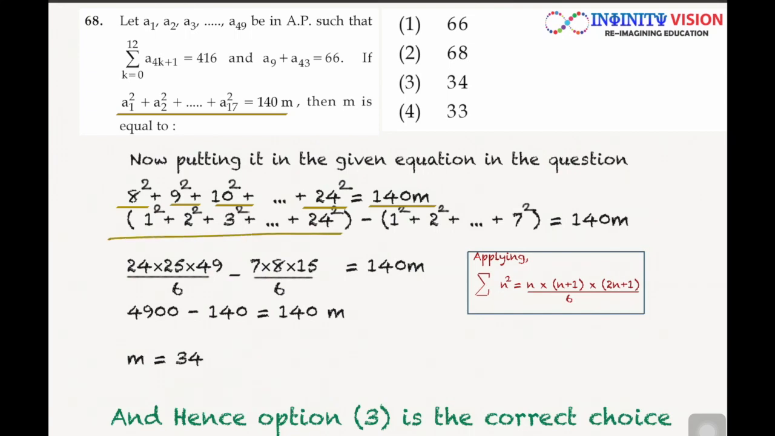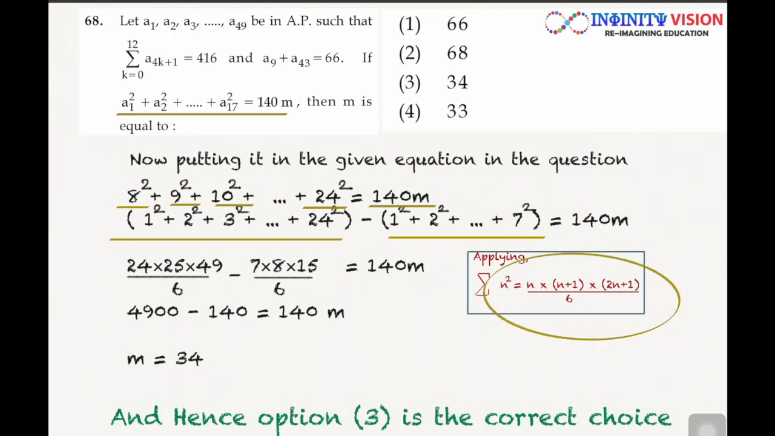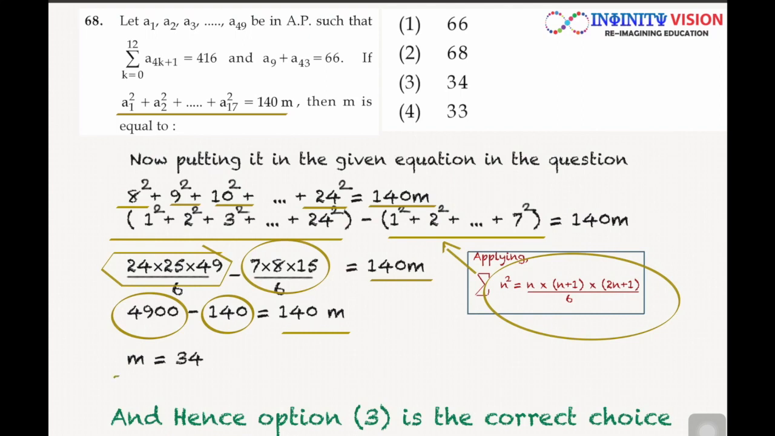Rearranging it, I can write it as 1 square plus 2 square plus 3 square up to 24 square minus 1 square plus 2 square up to 7 square, since we added the first 7 terms of the square series. Now, as we know, sigma n square is n into n plus 1 into 2n plus 1 by 6. Applying the sum of squares of first 24 natural numbers, it becomes 24 into 25 into 49 by 6, putting n equal to 24. Applying the same result for the first 7 terms, we get 7 into 8 into 15 by 6 equals 140M. If you simplify it, the first becomes 4900 and the second becomes 140. So 4900 minus 140 is 140M, which gives M equal to 34. Hence option 3 is the correct choice, because I can see 34 is in option 3.